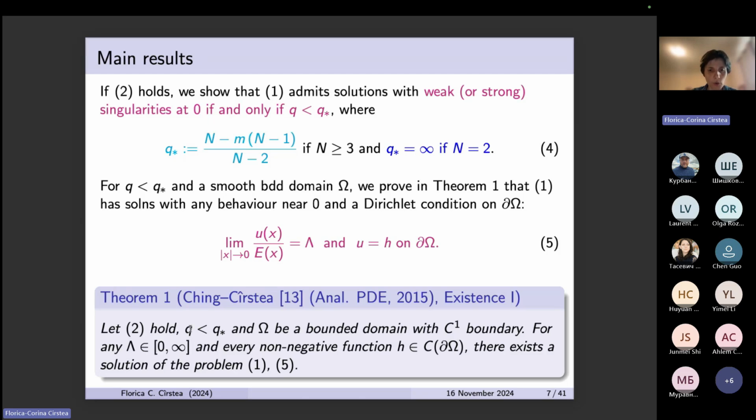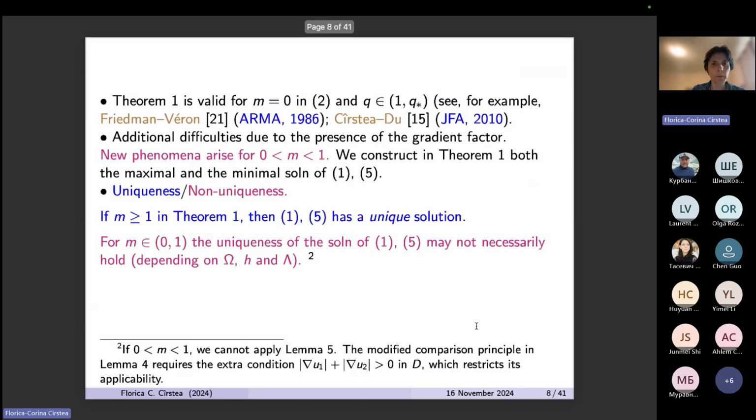So assuming now that q is subcritical, we confirm indeed that there exists a non-negative solution of our equation subject to conditions 5, so the condition near 0 with the singularity either removable, weak or strong, and the Dirichlet boundary condition h. It has to be continuous on the boundary, and the boundary of omega will be C1. So this is the existence result that I will explain how we proved a bit later.